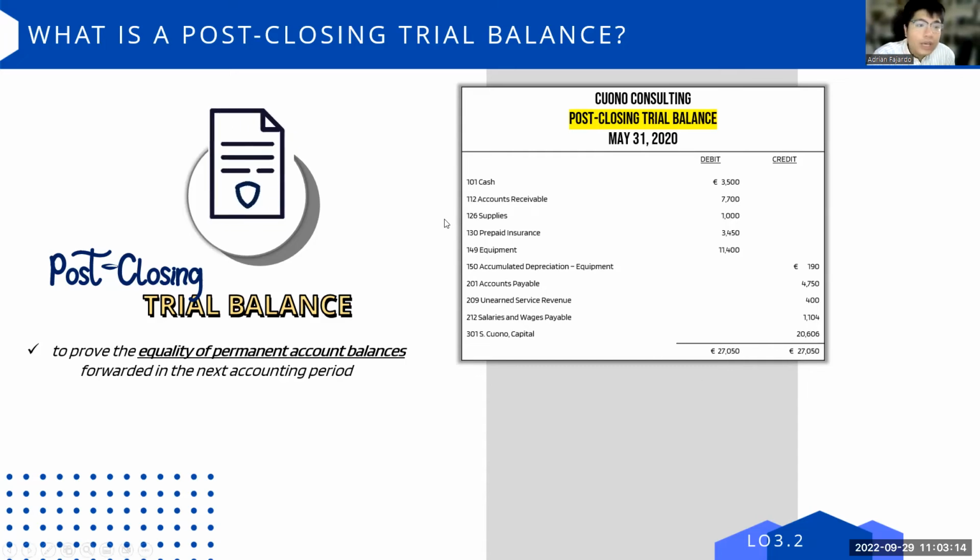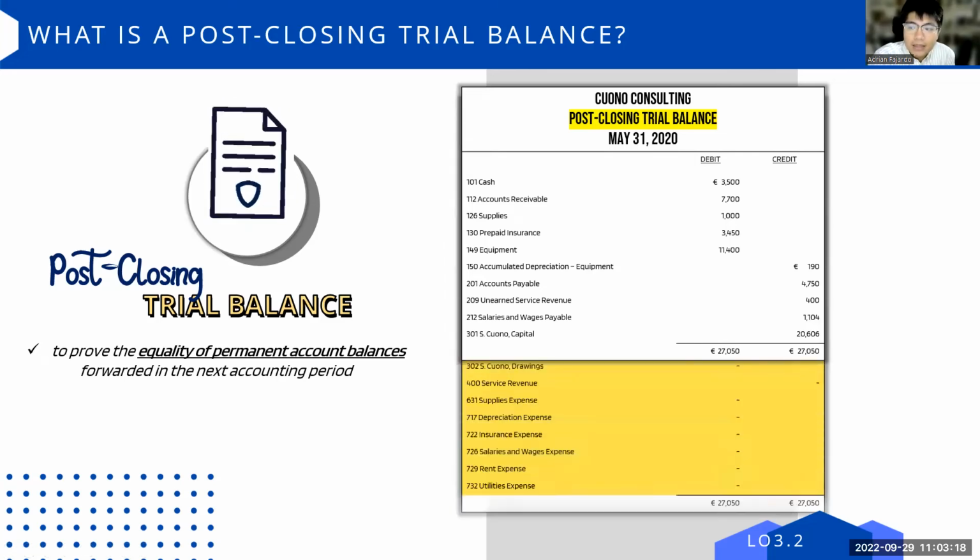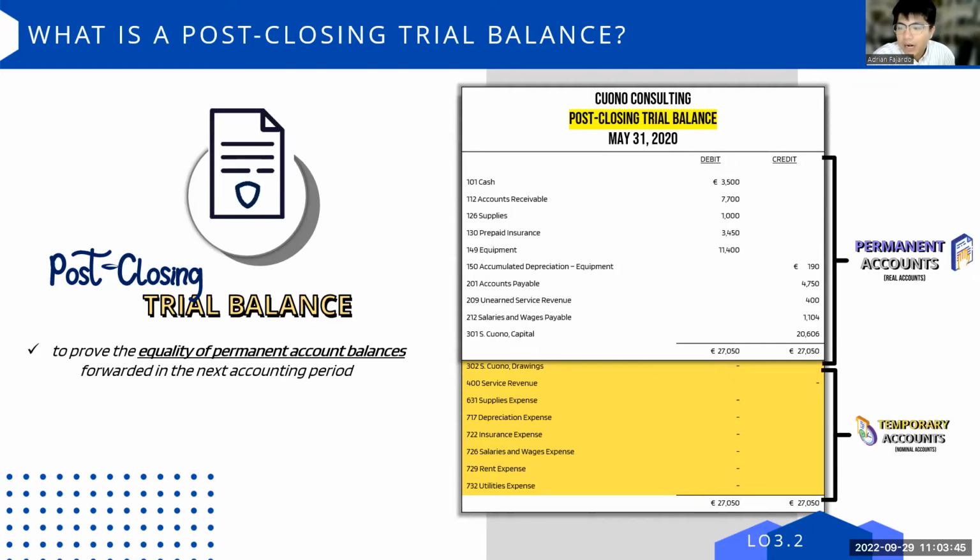So if we had to look at the adjusted trial balance, you'll notice that all the way from drawings, 1,000, to your utilities expense of 732, all of them were zeroed out, right? And then this is now the correct balance of your debits and credits. 27,050 and 27,050. So again, post-closing trial balance only shows permanent accounts and they no longer show temporary accounts.